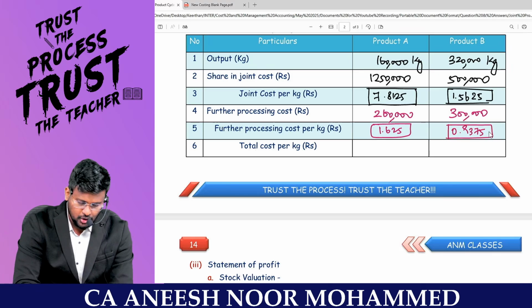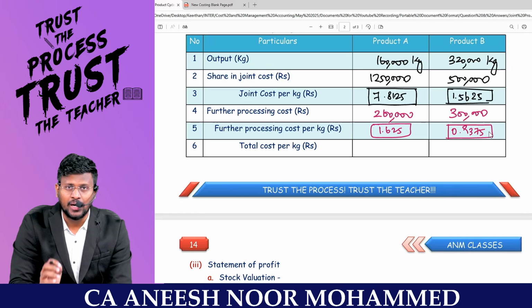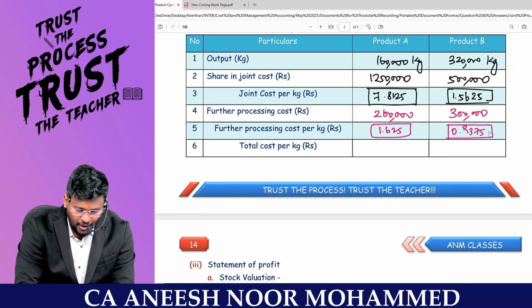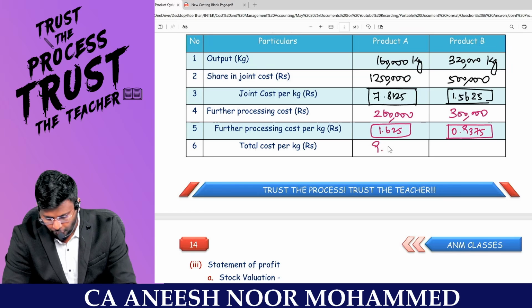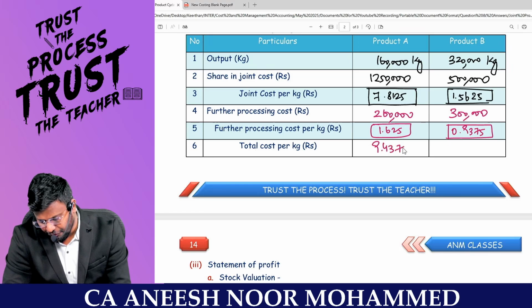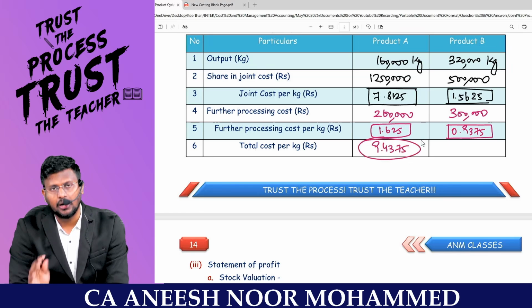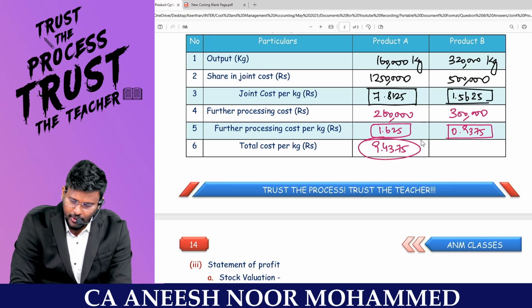My dear lovable students, 7.8125 plus 1.625 comes to 9.4375, which is the total cost per kg which I have incurred.